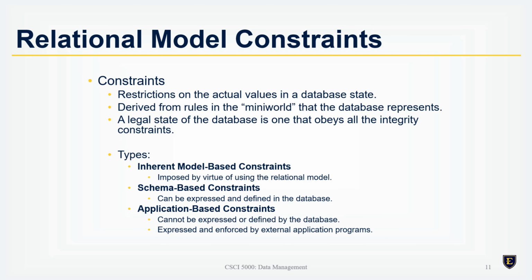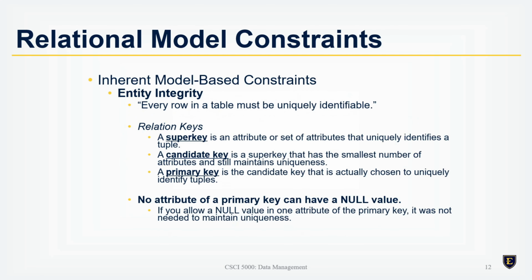So a few inherent model-based constraints to begin with. First is entity integrity. Every row in a table must be uniquely identifiable. And the reason for this is we have to be able to find a row in the database, and the only way to find that row is to ensure that that row is uniquely identifiable. So what we use to do that is a set of keys. A super key is an attribute or a set of attributes that uniquely identifies a particular row.